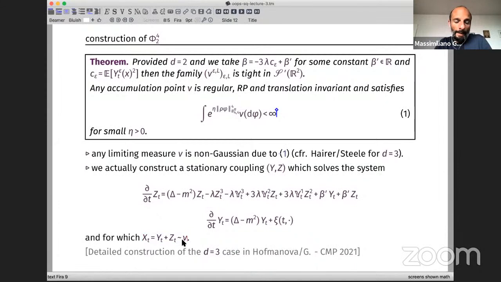And then you can look at a similar construction in the D=3 case in this paper with Hoffmanova, which I mentioned several times.